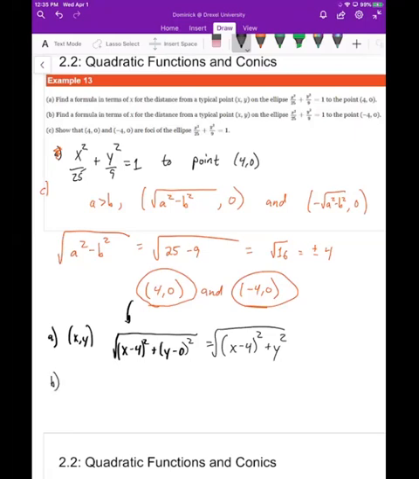And of course, in part B, it's similar, only now you're going to get minus a negative 4 squared plus y minus 0 squared. So this would be the square root of (x plus 4) squared plus y squared. All right, so that's giving the distance from (4, 0) and (negative 4, 0) to any point on the ellipse. And the first thing I did, which actually ended up being part C, we showed that these are the foci for the ellipse.